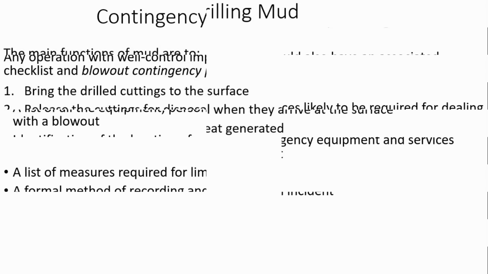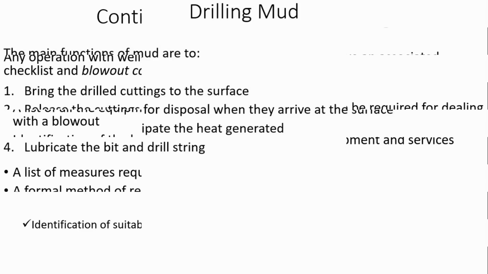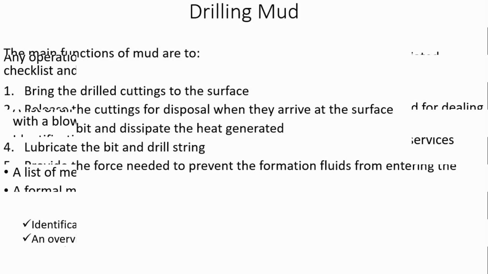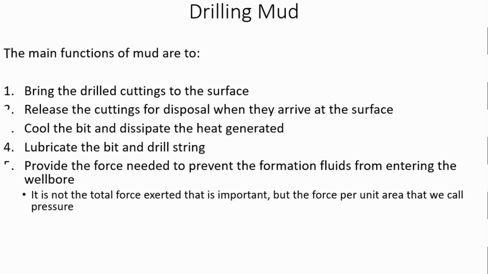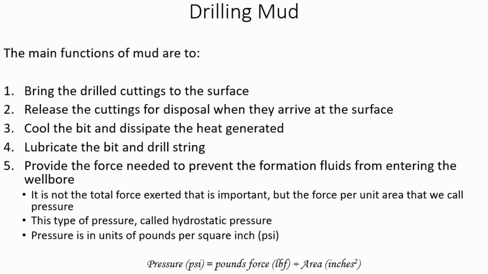Also, we need to be able to cool the bit. A formal method of recording and reporting an incident. A relief plan that should lubricate the bit, identification and the drill string. Locations for drilling. We also need to be able to provide the force needed to prevent formation fluids from entering the wellbore. Now, it's not the total force that is important, but rather it's the force per unit area, and this force we call pressure. This type of pressure is called hydrostatic pressure. Pressure is measured in units of pounds per square inch, psi, and the formula is pressure in psi equals pounds force divided by area in square inches.